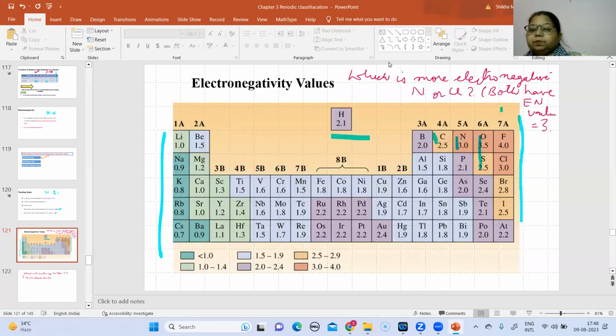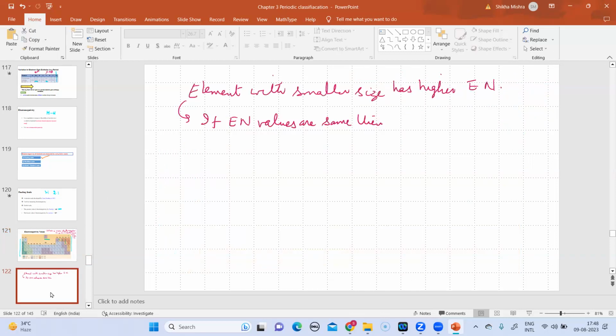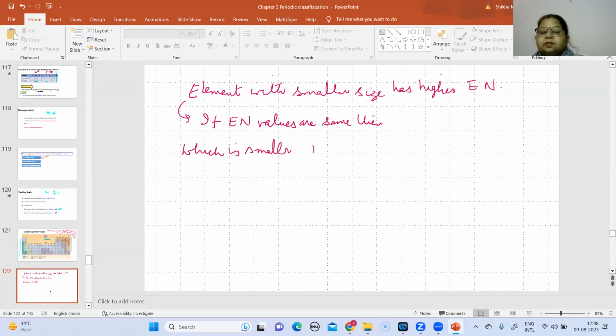I'm moving back to the previous slide where we said the electronegativity of nitrogen and chlorine is the same. Now, between nitrogen and chlorine, which has a smaller size, is it nitrogen or chlorine? Shweta, please tell me. Can you repeat, please? Which is smaller in size, nitrogen or chlorine? Nitrogen? I didn't hear whosoever said whatever. She said nitrogen. Correct. So what is the answer to the question?